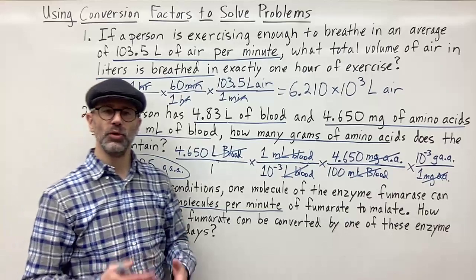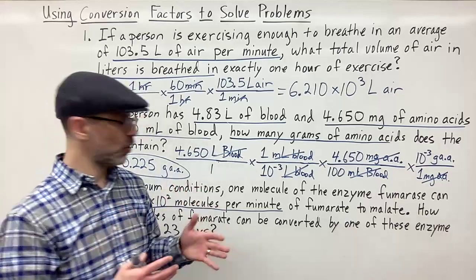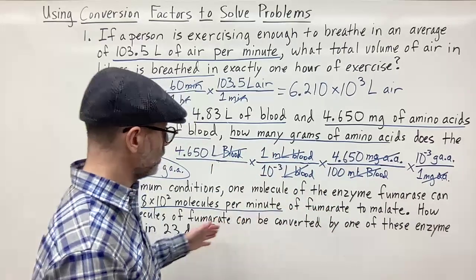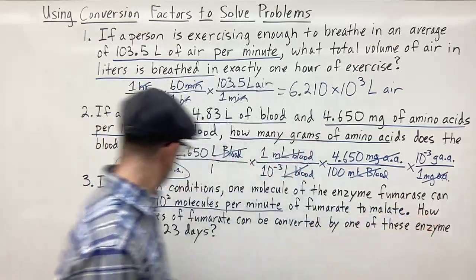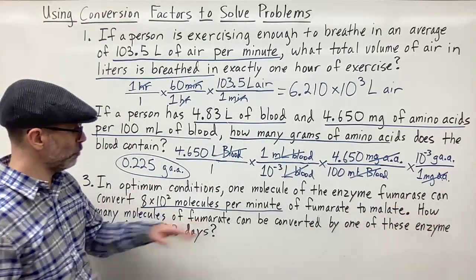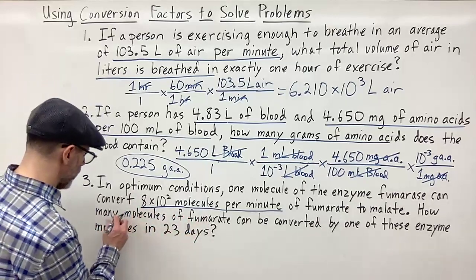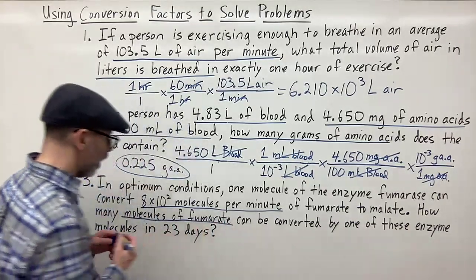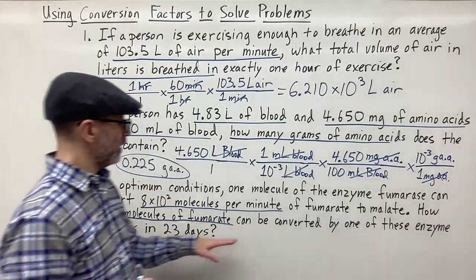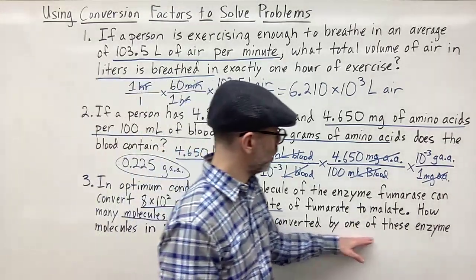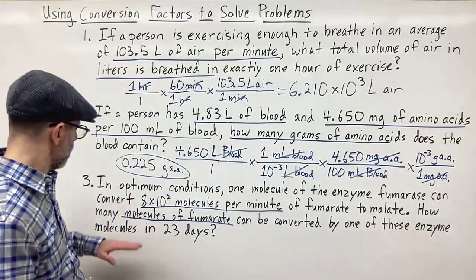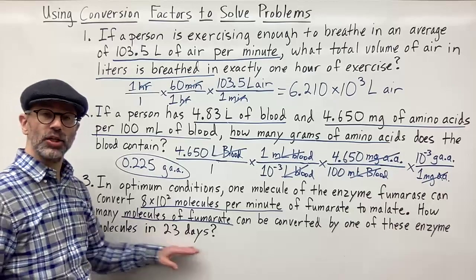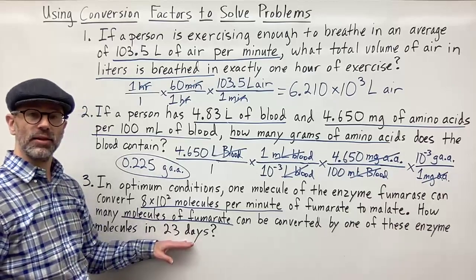Now we're at the question. Where do we begin and where do we end? Remember, the beginning of the question is the end of the problem. What is the beginning of the question? How many molecules of fumarate? We want to know the number of molecules of fumarate that can be converted by one of the enzyme molecules in 23 days. Well, the 23 days is what we need to begin with, right?